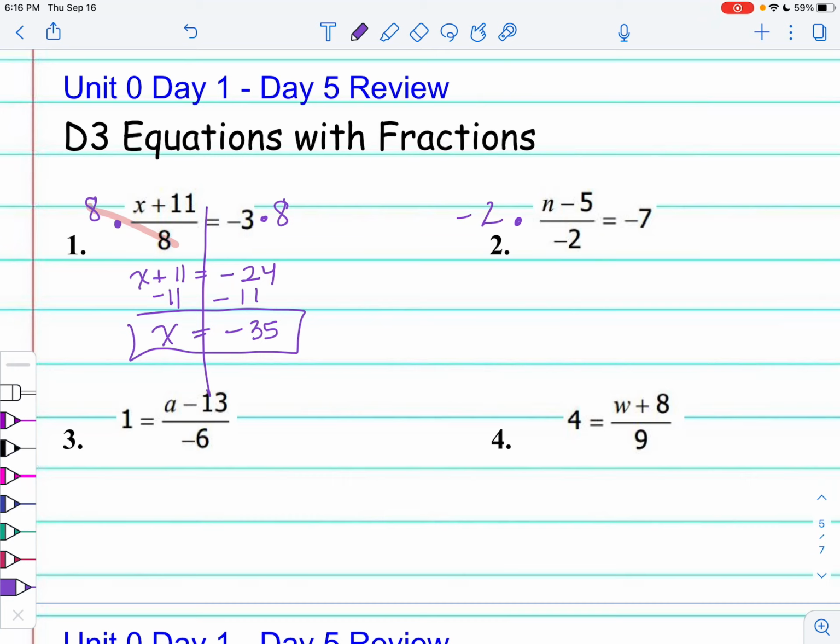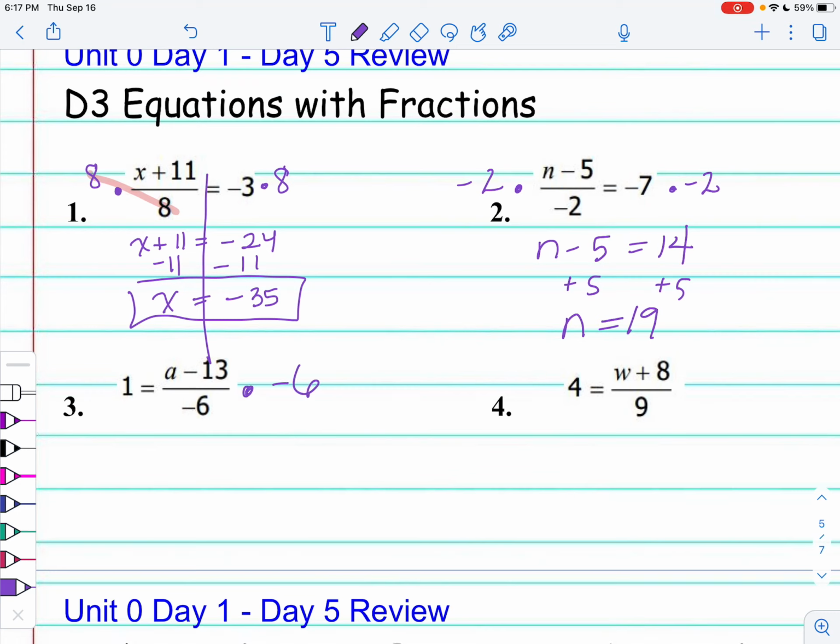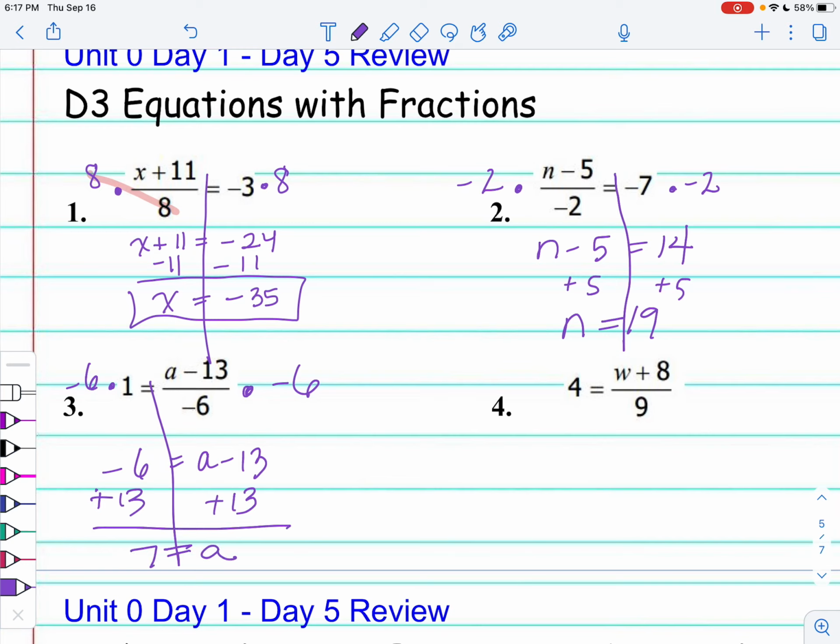Same idea over here. Multiply times -2. Negative times a negative equals a positive on that side. Multiply both sides by -6 here on number 3. And 13. I get 8 equals 7. Last one here, multiply both by 9.